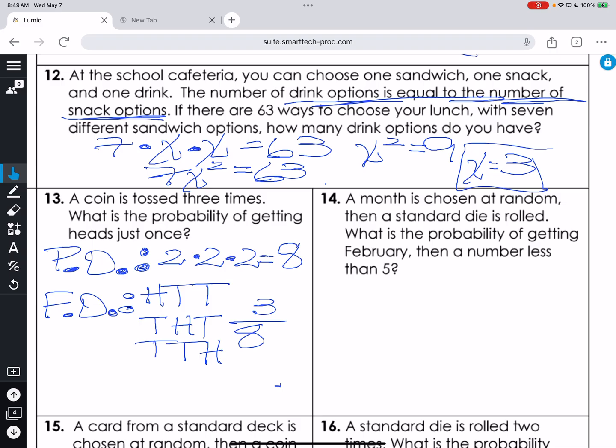Let's look at 14. A month is chosen at random. Then a standard die is rolled. So a month is chosen at random. How many months do we have? So I'm going to write our PO. We know we have 12 options there for our months. A die is rolled. How many sides to a die? 6. So what is our PO, our possible outcome? 36, 60, 72. 12 times 6. 72.